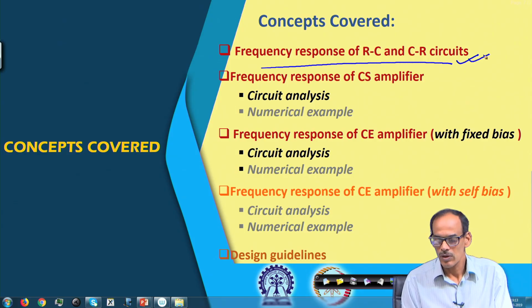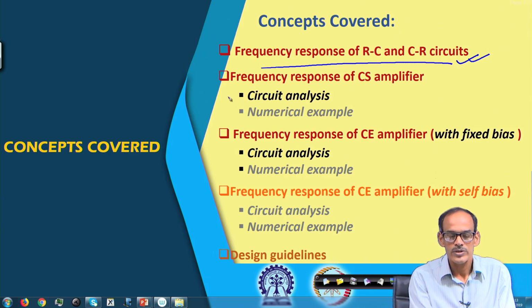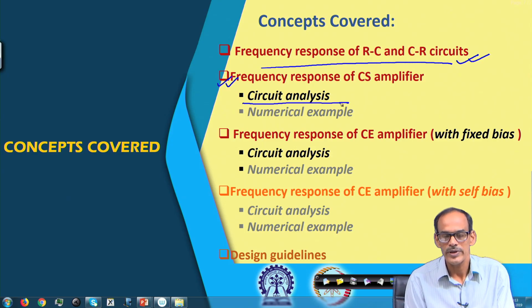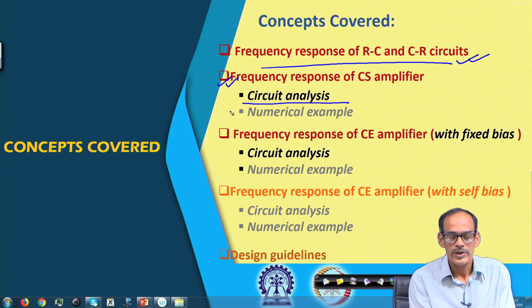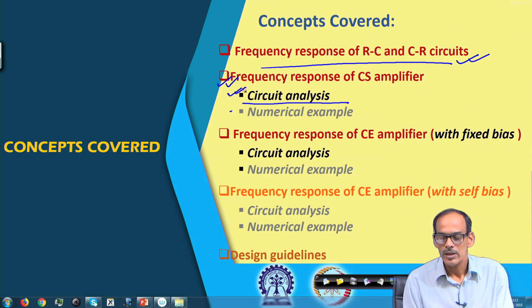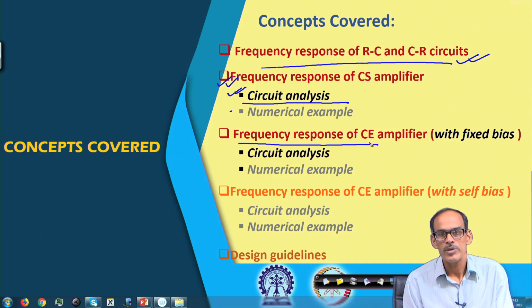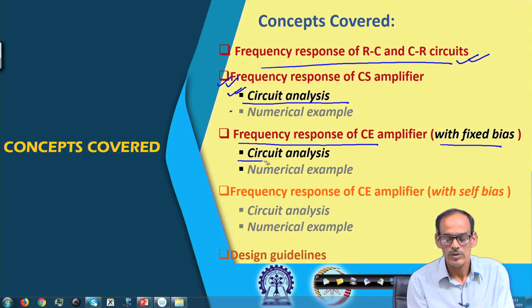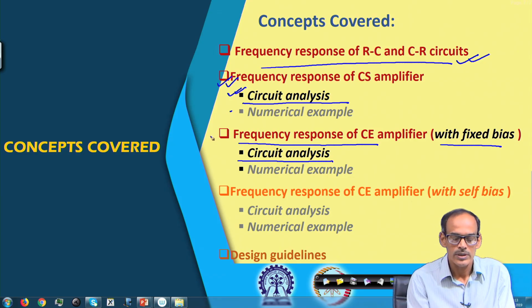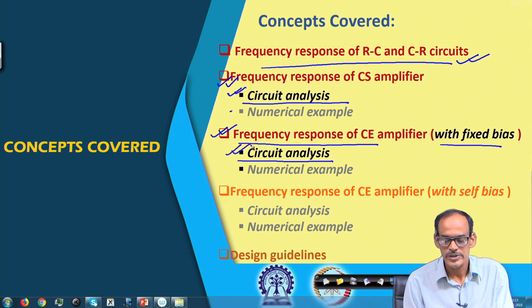And then using that knowledge, we will be discussing the frequency response of common source amplifier, particularly the analysis part we will be covering today. The numerical part we will be covering the next day. So, today's plan is only up to the analysis, and then we will also discuss the frequency response of common emitter amplifier having fixed bias, and there also we will be going only up to the circuit analysis. Numerical examples we will be covering in the next class.